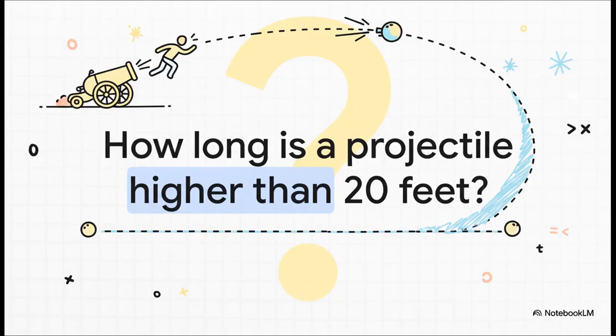So here's the kind of question we're trying to answer. We're not asking for the exact moment the cannonball hits 20 feet. No, we want to know the entire window of time it spends above that height. This makes it a perfect job for an inequality. And because that path is a parabola, we're going to need what's called a quadratic inequality to solve it.